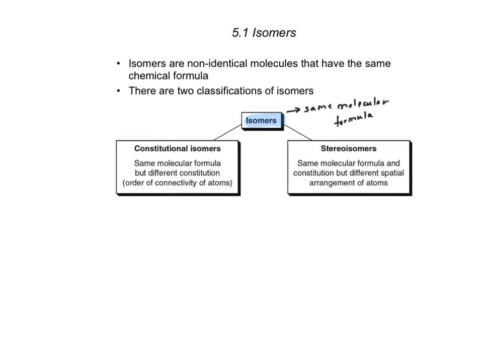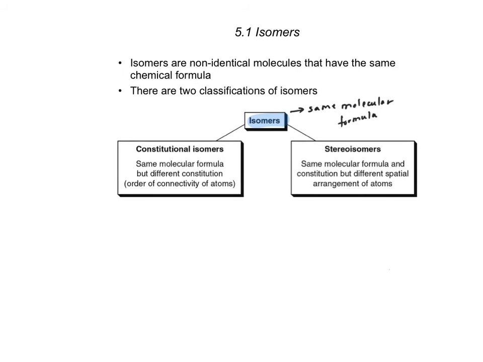Now, we have talked already about a specific class of isomers called constitutional isomers. Constitutional isomers were those things that had the same molecular formula but differed in the connectivity of atoms, right? So this was different connectivity of atoms. A nice example of that was, let's say, C4H10.